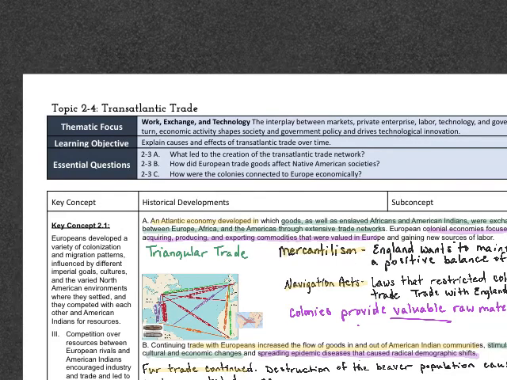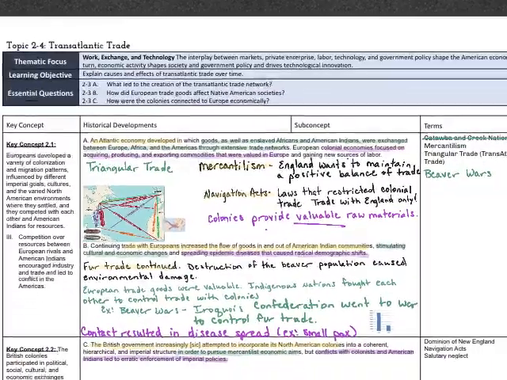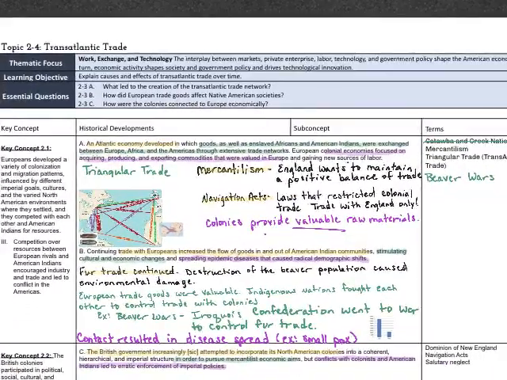All right, party people. So we're going to have an APUSH Smarty Party covering topic 2.4, the transatlantic trade. We're going to start with, and I'm going to try and just zoom in so you see the parts of the notes that you need.